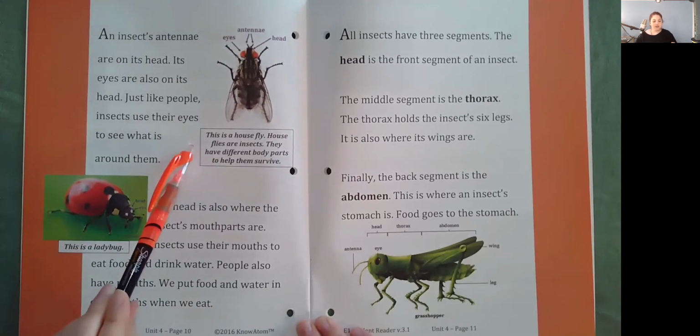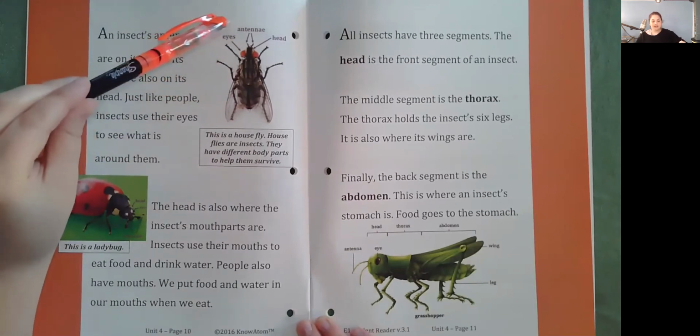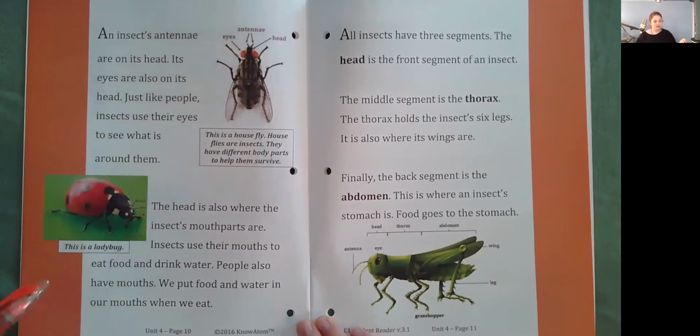This is a housefly. Houseflies are insects. They have different body parts to help them survive. So here are the eyes, the antennae, and the head. And that's a ladybug. Here's its head, eyes, and antennae.